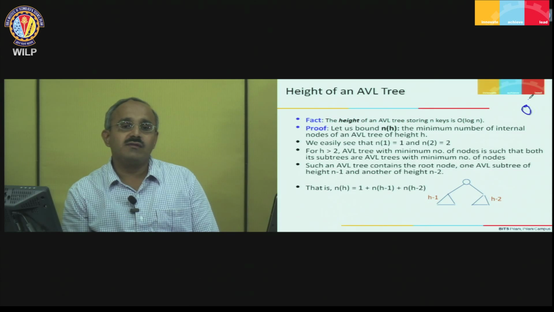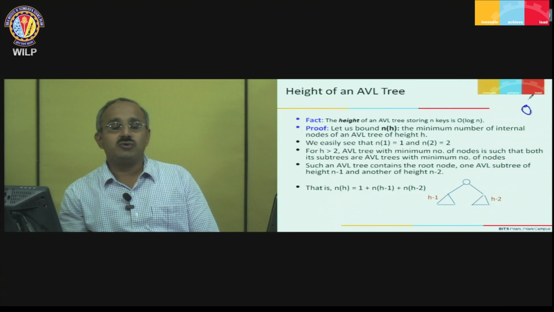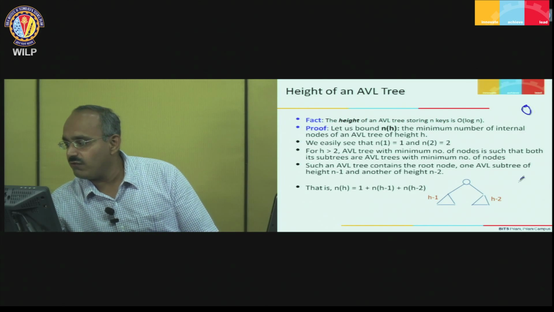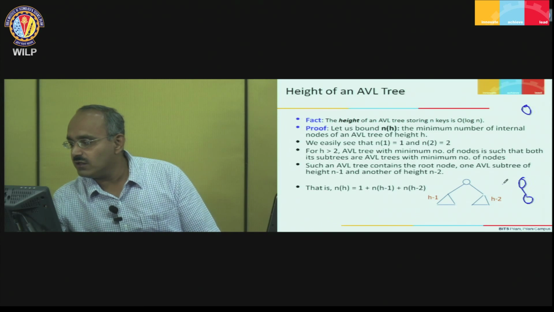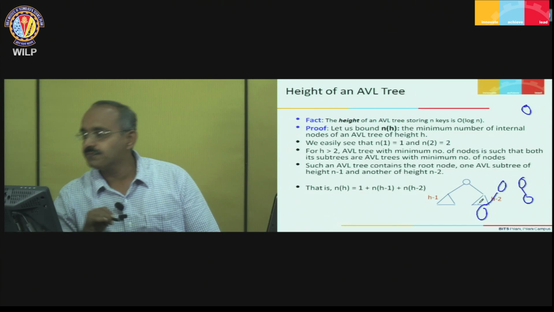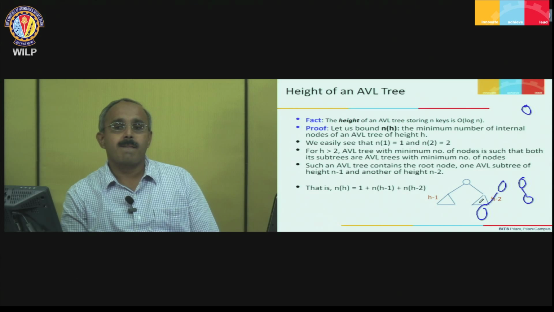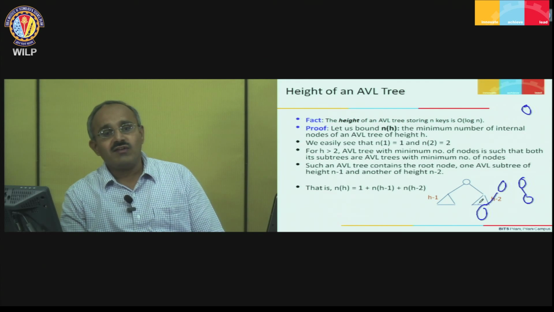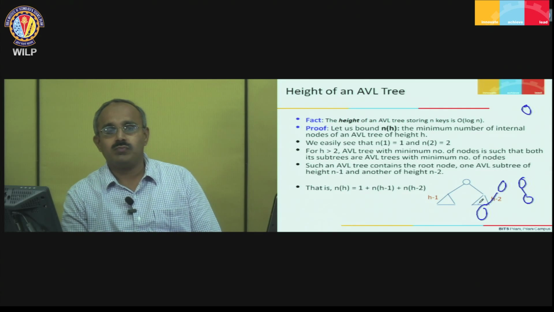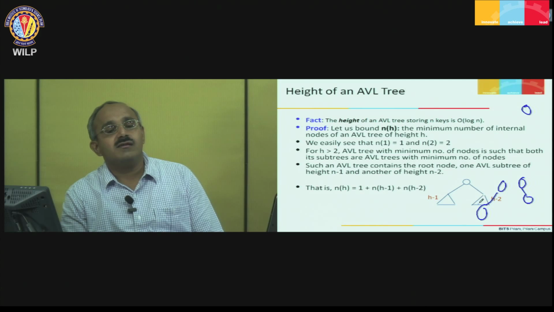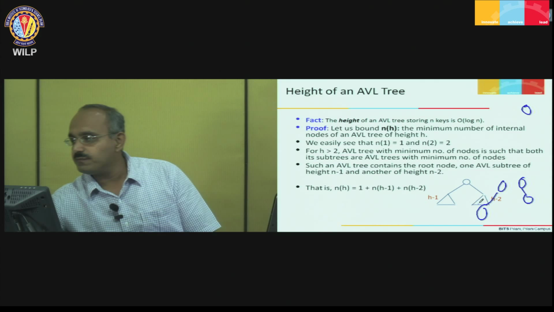Now, if I look at n_2, that is a tree of height 2, then it should have at least 2 internal nodes. It can have a node like this, or it can have the other possibility, a tree like this. So, these are the two possibilities when the height of the tree is 2. What you want is the minimum number of nodes, so it has to be at least 2. So, n_1 is 1 and n_2 is 2, which can be just proved by observation.